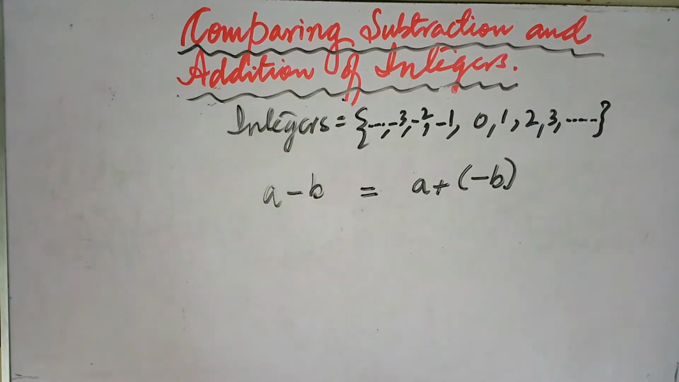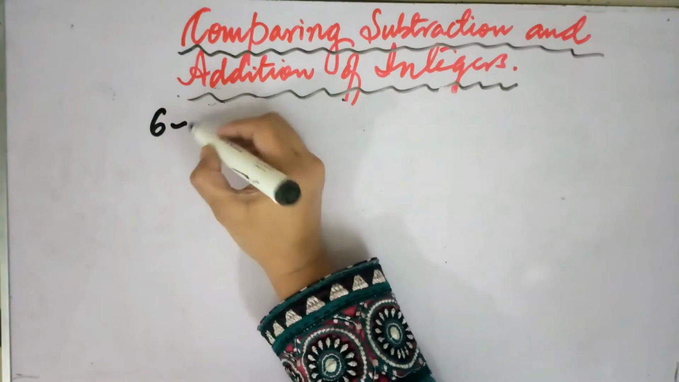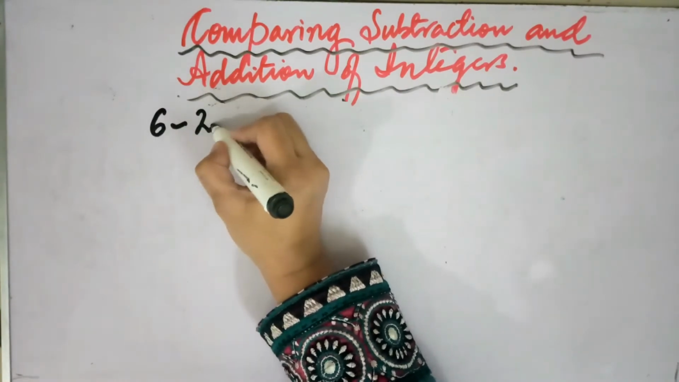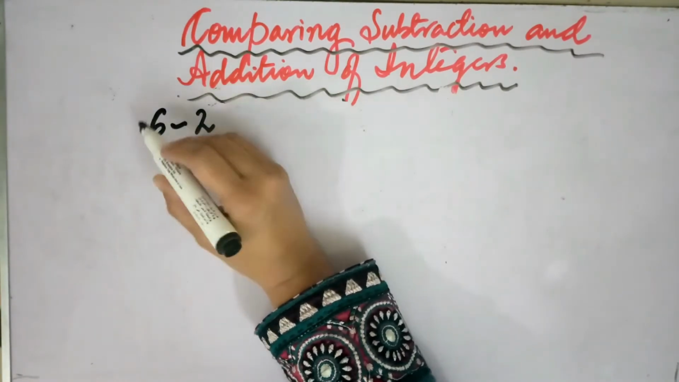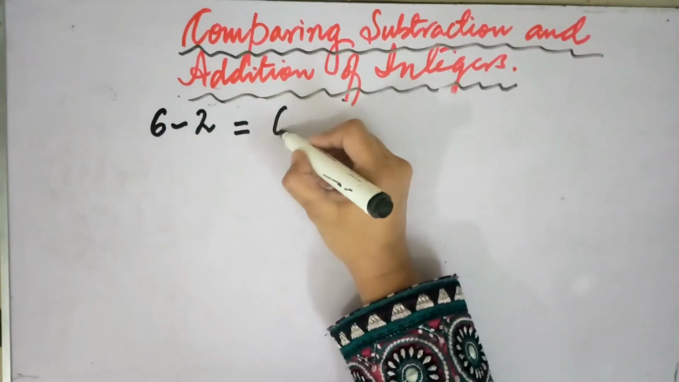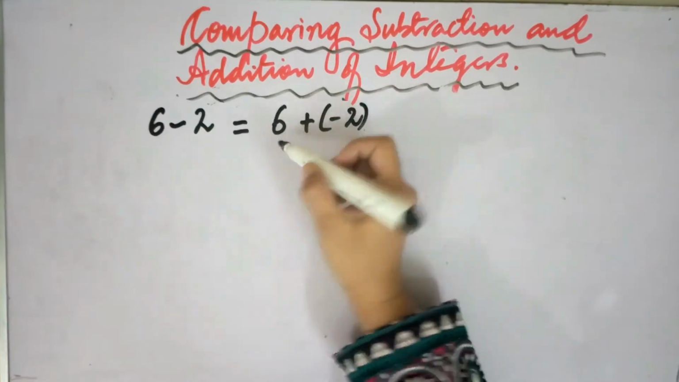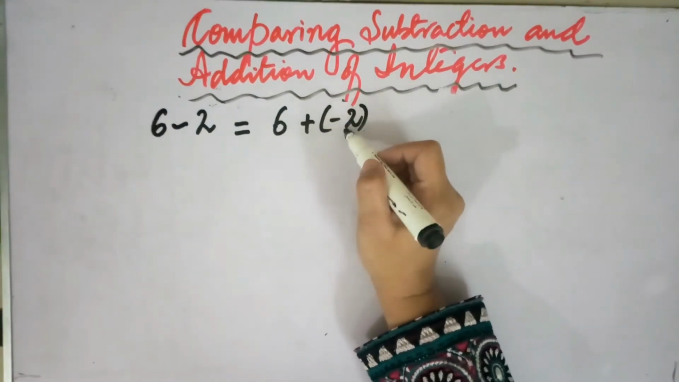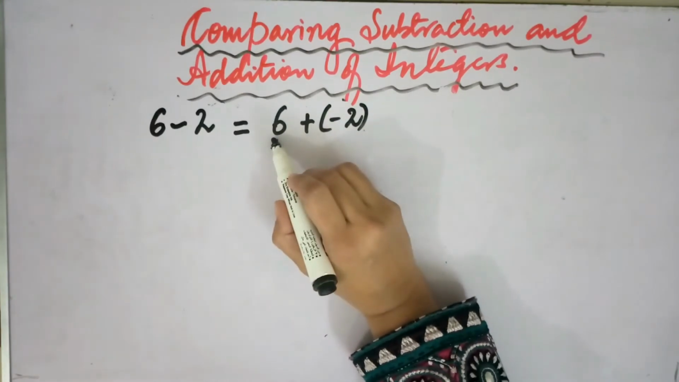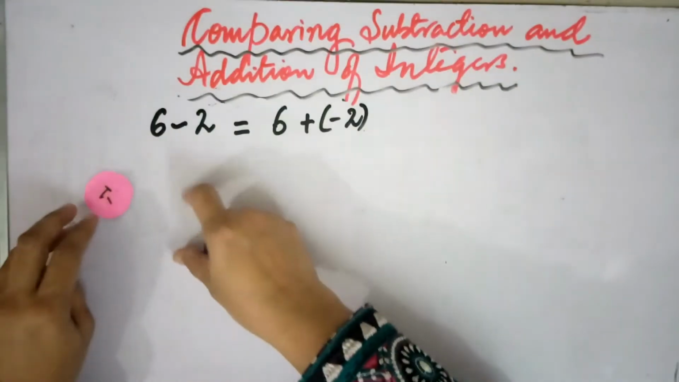Now I am going to discuss an example with you. Positive 6 minus 2. We are subtracting positive 2 from positive 6, which is equivalent to positive 6 plus negative 2. What does it mean? We are adding negative 2 to positive 6. So how will we solve that? We will take algebra discs. How many discs would be over there?